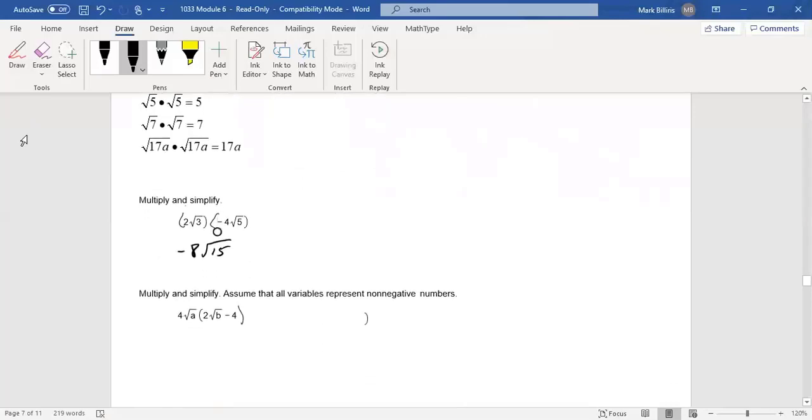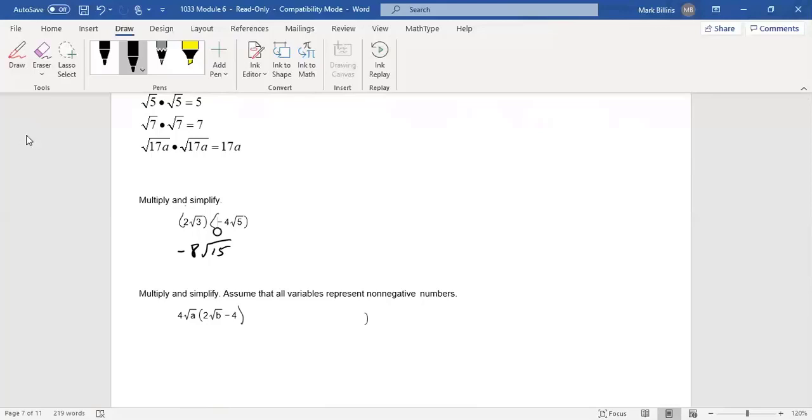Let's look at our next example. We have 4 square roots of a times the quantity. When I say the quantity, that means what I say next is inside parentheses: 2 square roots of b minus 4. So we use the distributive property. I multiply 4 square roots of a times both of the terms inside the parentheses.